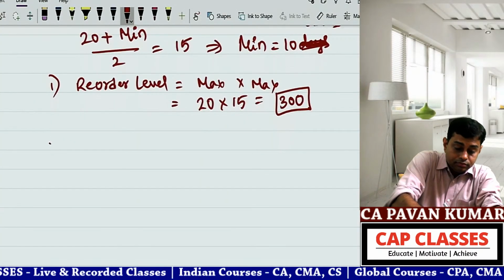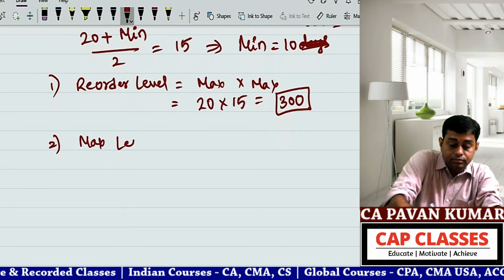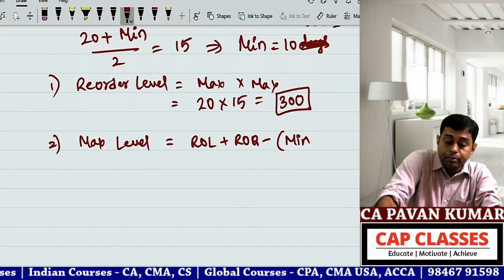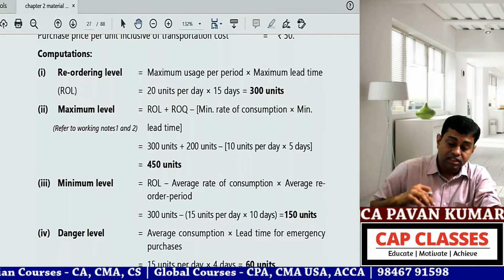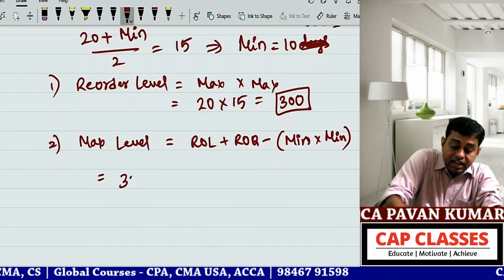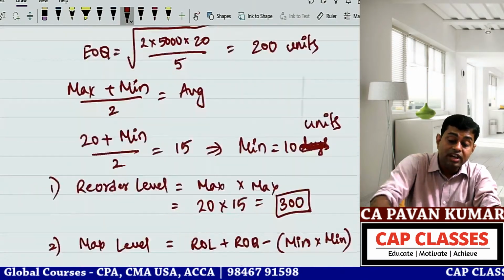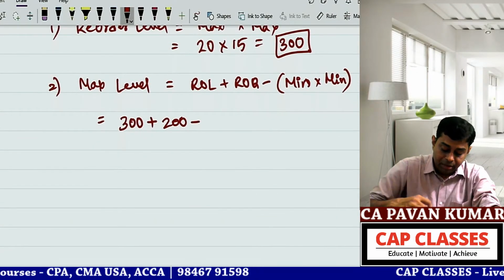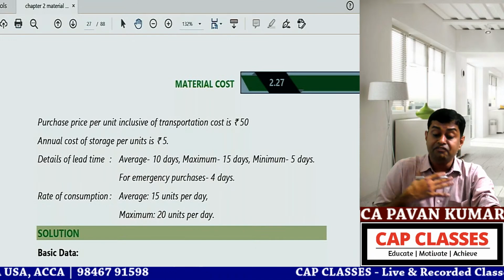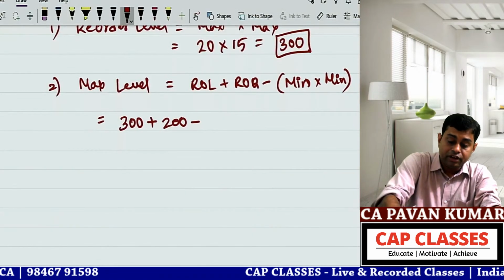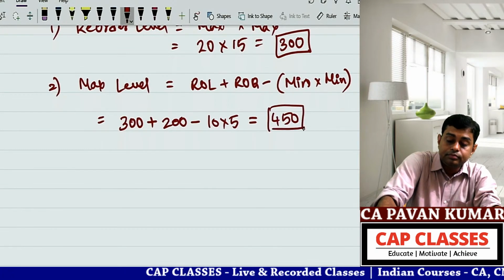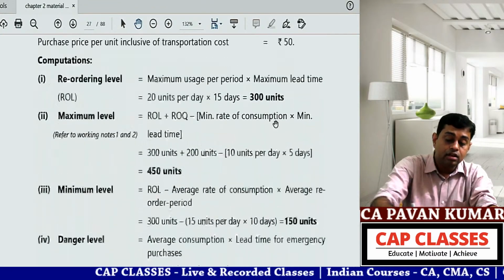2. They are asking you to calculate maximum, minimum, danger. Maximum level is reorder level plus reorder quantity minus minimum into minimum. Reorder level plus reorder quantity minus minimum into minimum. What is reorder level? Just now we calculated 300, plus reorder quantity, already we calculated 200, minus minimum into minimum. Minimum consumption we calculated 10. Minimum days they have given 5. So 10 into 5, 50. So 500 minus 50, is it 450? Maximum level, did you get 450? Guys, all of you please respond.